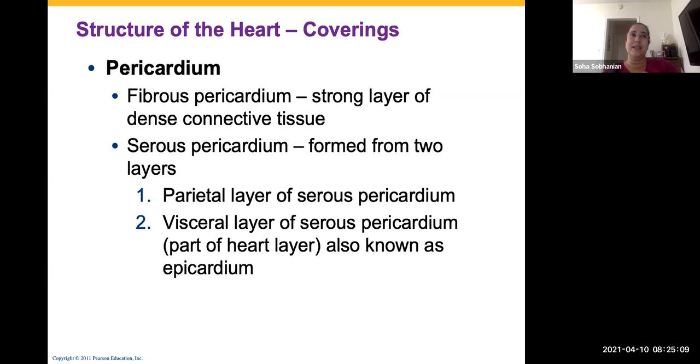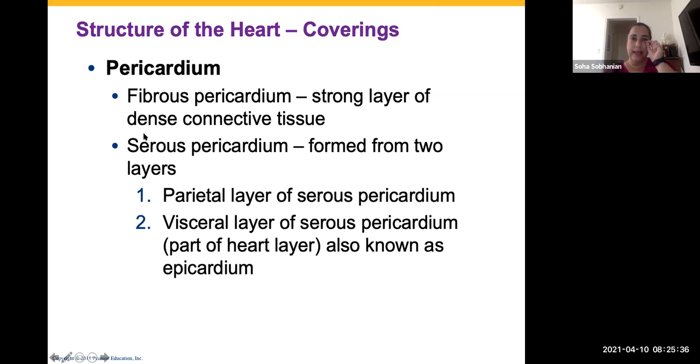If you were doing a cadaver dissection, you would need to use a scalpel to cut through this layer to actually visualize the heart. It's a very thick layer, almost a whitish color, and you can't see the heart when you open up the cadaver until you break through the fibrous pericardium, okay? So it's a very thick layer.